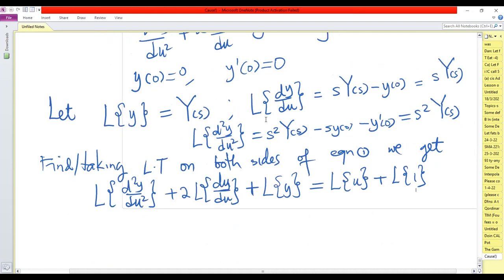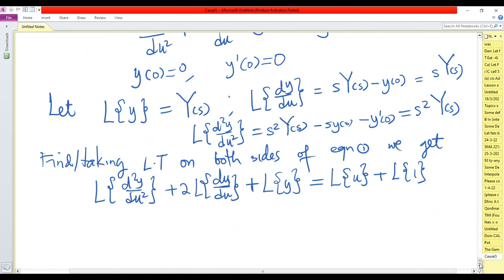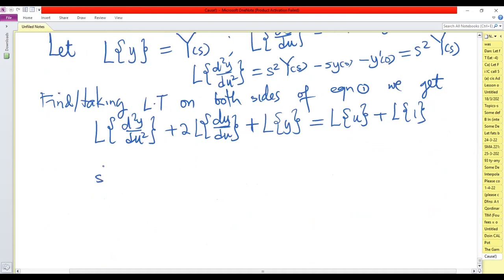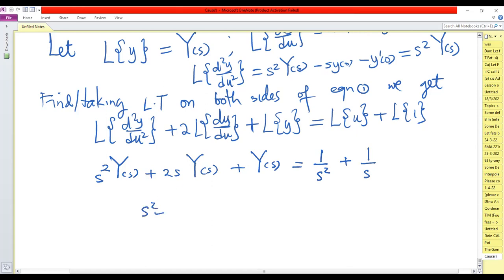So with the values we have, this will be S squared capital Y of S plus 2S capital Y of S plus capital Y of S, should be given by, now Laplace transform of u is 1 over S squared, and then plus Laplace transform of 1 is 1 over S. So factoring out capital Y, we'll have S squared plus 2S plus 1 times capital Y of S equals to, actually I can put this over the same LCM S squared, and then you can have 1 plus S.